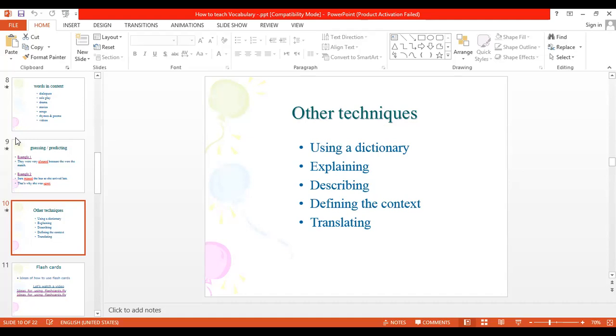I think Dr. Omnia's question is how to use translation as a technique in teaching vocabulary, not as an exam question, if I understood the question right, Dr. Omnia. Yeah, that's it. Yes.